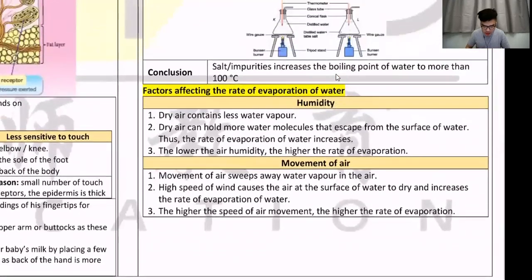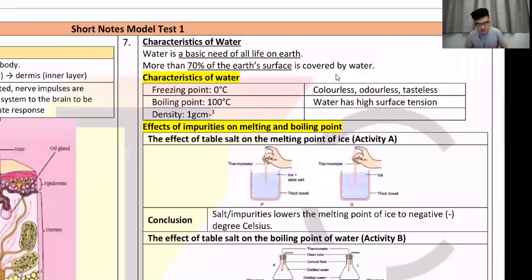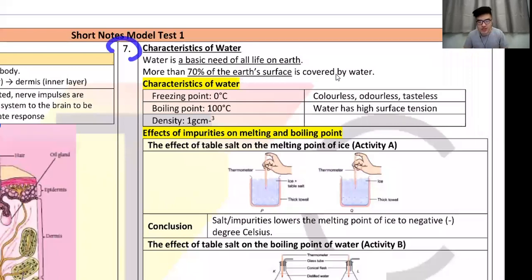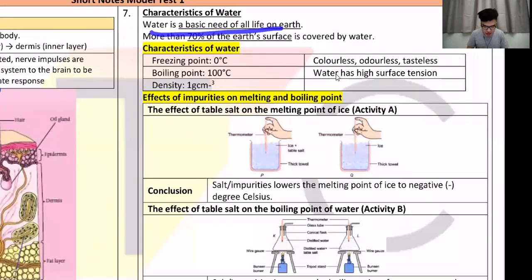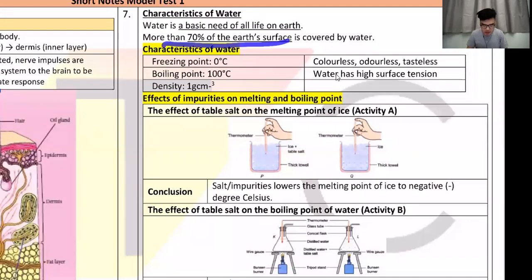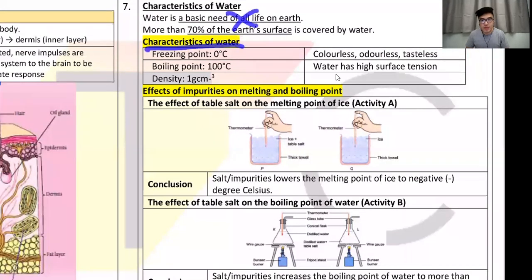All right, so moving on, let's go to the characteristics of water. This is question 7. Okay, we should go to question 7 later. All right, so water is the basis of life for all life on Earth. It's more than 70% of Earth's surface. Okay, this is not important. As for the characteristics of water, you only need to memorize a few points. Okay, I'm sure some of it you already know.